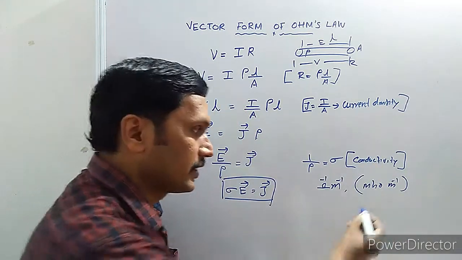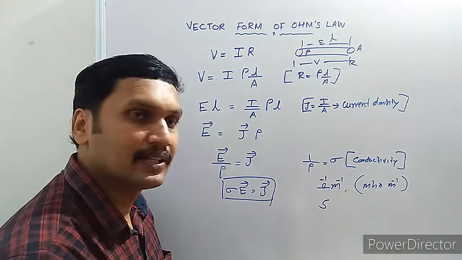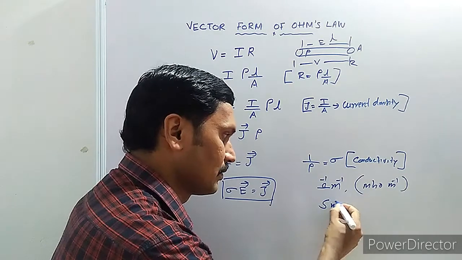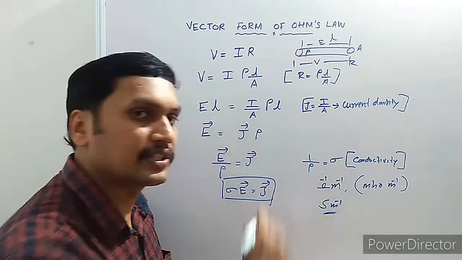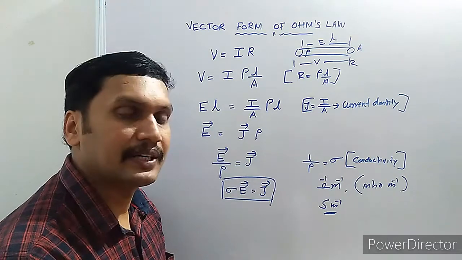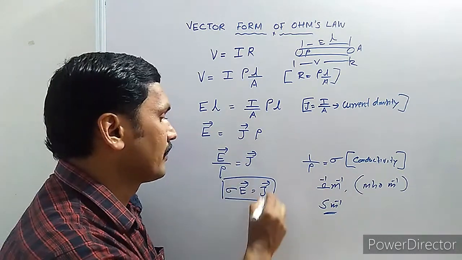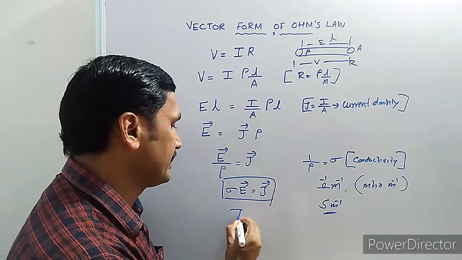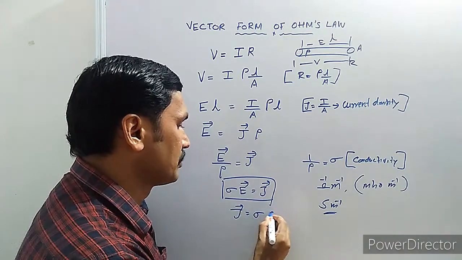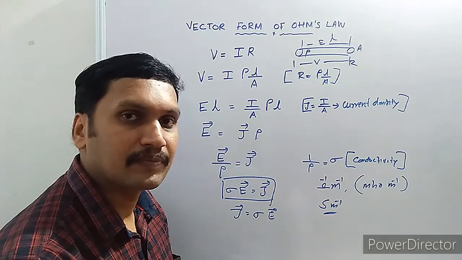Another unit also used, instead of ohm raised to minus 1, is capital S, Siemens. Siemens meter raised to minus 1 is the SI unit of conductivity. And this equation, J is equal to sigma into E, is known as the vector form of Ohm's law. Thank you.